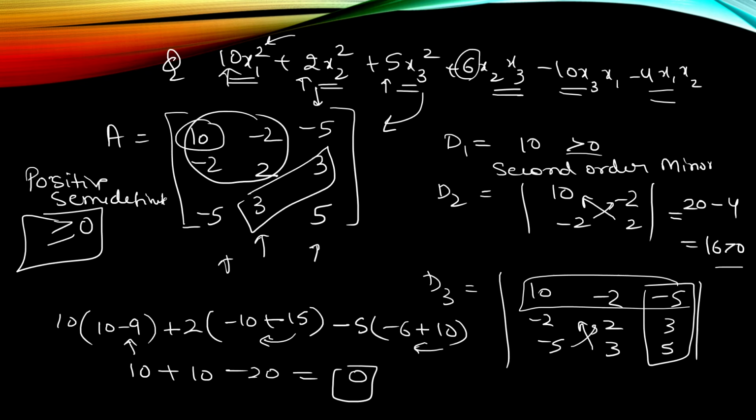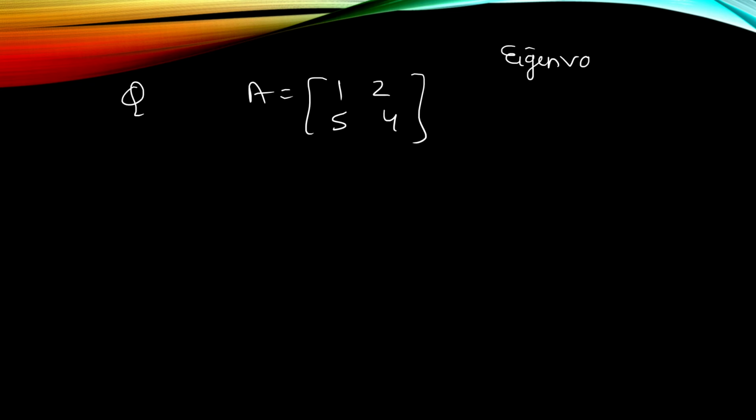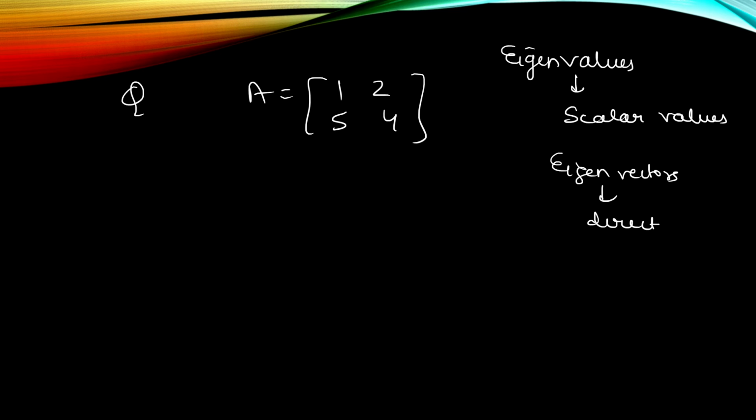Then there is another thing. Let's say you are given a matrix 1 5 2 4, and you don't know what the quadratic form is, or the other things which I have explained to you. Then there is another way: using eigenvalues and eigenvectors, you can find out. Eigenvalues are scalar values which tell the magnitude of the quantity, and eigenvectors are vector values, they provide you the direction.